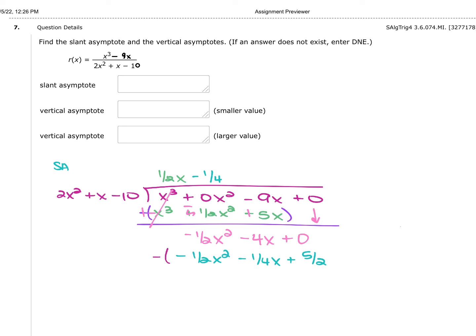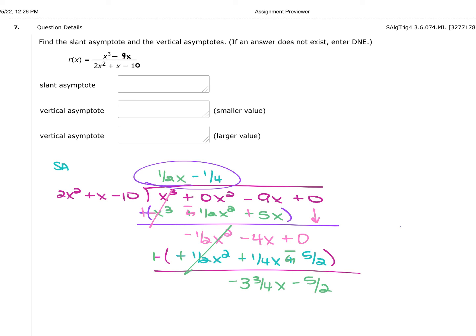We are going to subtract or add the opposites. The -1/2 x squared plus 1/2 x squared cancels out. -4x plus 1/4 x is going to be a -3 3/4 x. And then 0 minus 5/2 is -5/2. That is your remainder since you have nothing else to bring down. So you are taking this 1/2 x minus 1/4, and you're setting it equal to y, and that is going to be your slant asymptote.